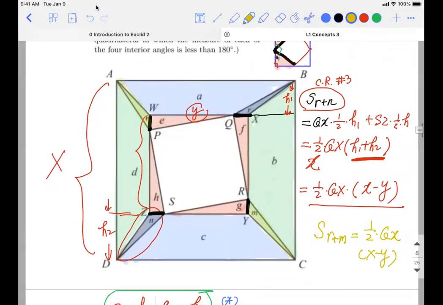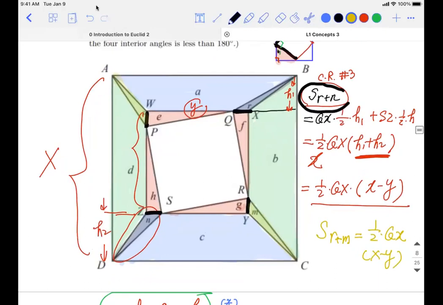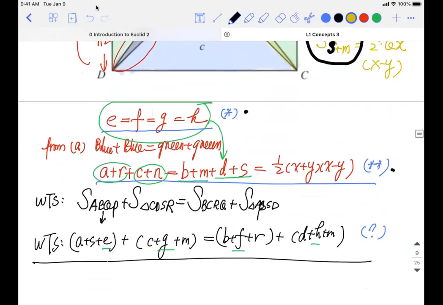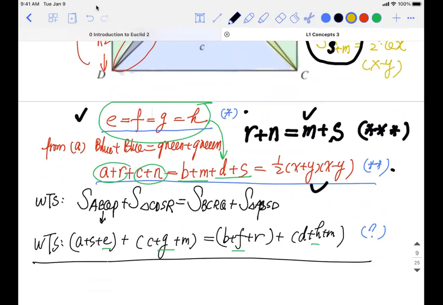So that being said means what? That's a very interesting thing. R plus N equals S plus M, right? So check it out. Besides A, B, you have R plus N equals M plus S. I'm just going to call it maybe number 3 star. Using this expression, I would be able to derive my question mark expression.